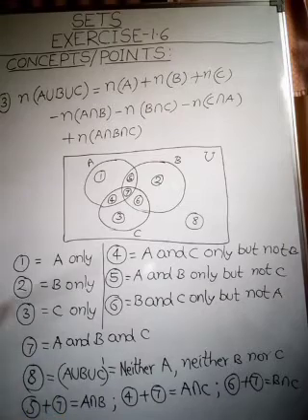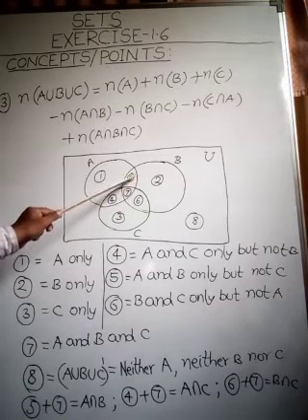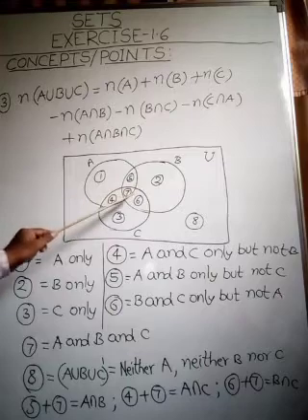5 plus 7. See this part plus this part. If we add these two parts, what will you get? A intersection B.